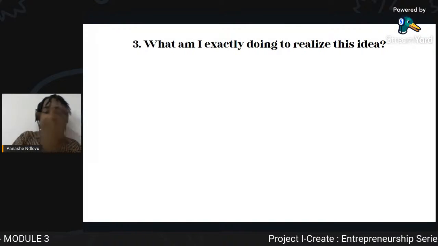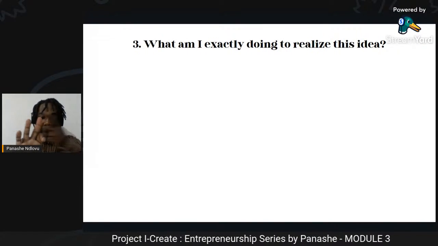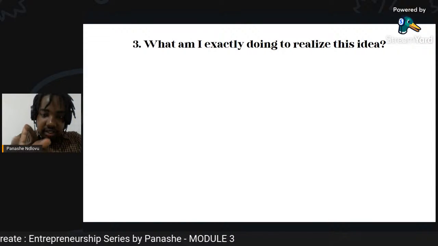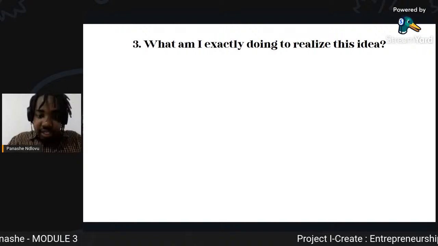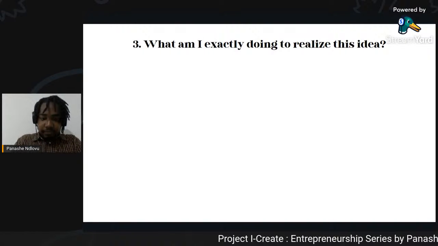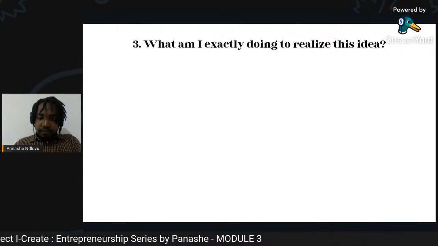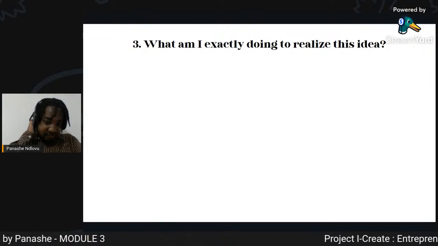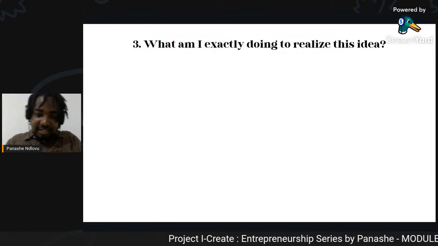But in order to see it, you need to think about these three things: acting on your curiosity, understanding your story, defining the small steps that you are taking to realize this idea. Let's talk about realizing the idea now, as you are building this business.